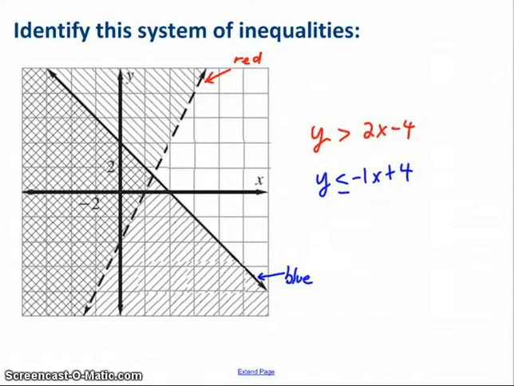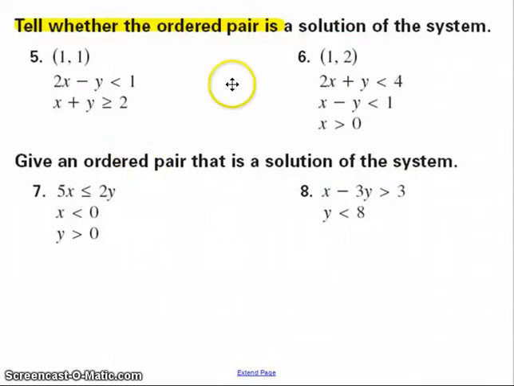Before I get there, though, there is a third task that you need to be able to accomplish out of this chapter, and that is to work with ordered pairs. In one case, I give you the ordered pair. In the other case, I ask you to give me the ordered pair. I'll explain 5.